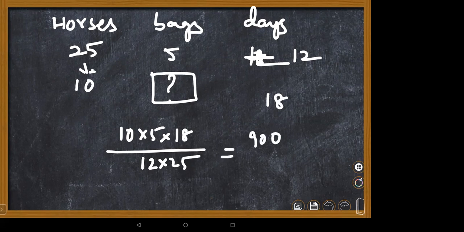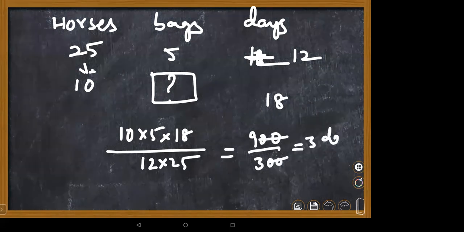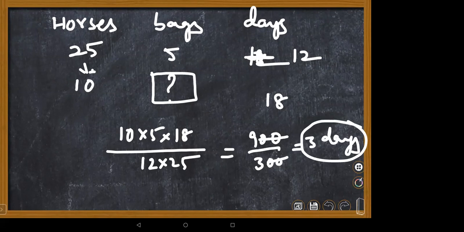900 by 300 gives 3, ma'am. 3 days. Very good. Very good. How did you do it, Shreyashi? Please let me know. I did not understand my video. Yeah, wait a minute. I'll help you. How did you do this?